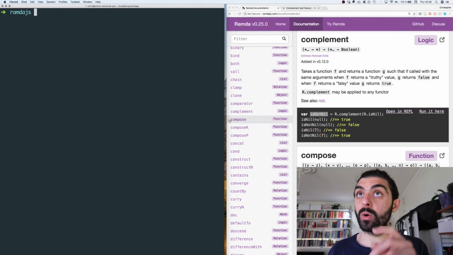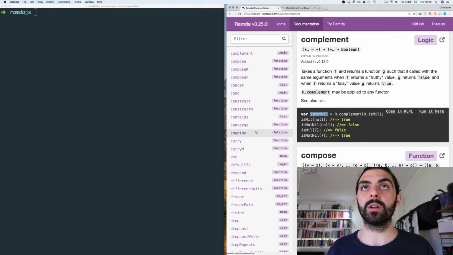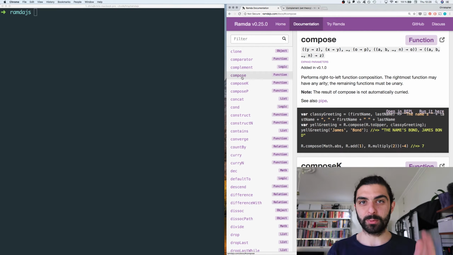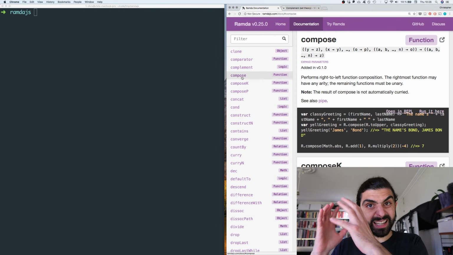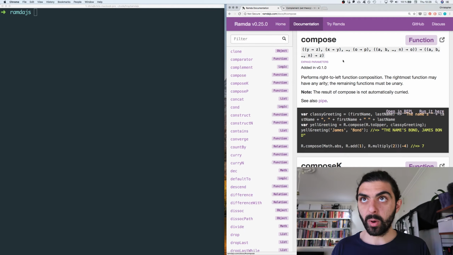Okay, next one. The last one we looked at was complement, and now we are going to look at compose. We've talked about compose and we've talked about pipe. There is left to right composition and there is right to left composition. Compose is right to left composition and pipe is left to right composition.